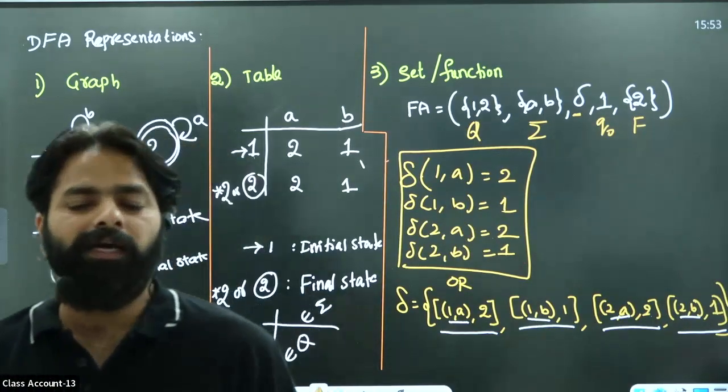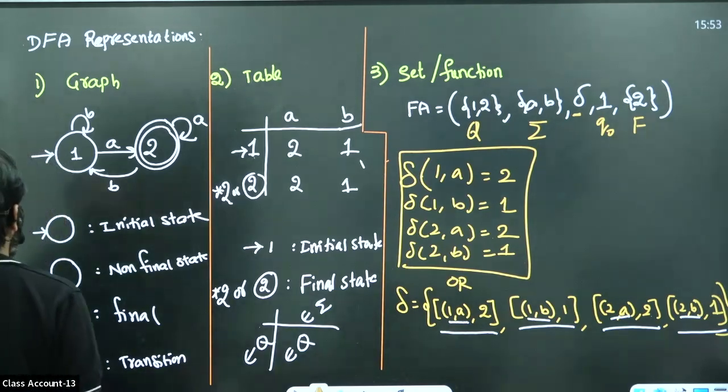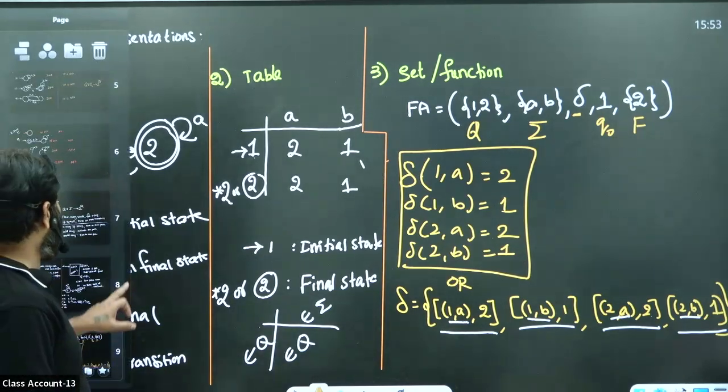You should be able to understand all the kinds of notations in the exam, whether they give a table or graph or set or function notation. Any doubt so far? All theoretical concepts, we are trying to understand how a finite automata can be represented, can be understood with a lot of theoretical definitions.